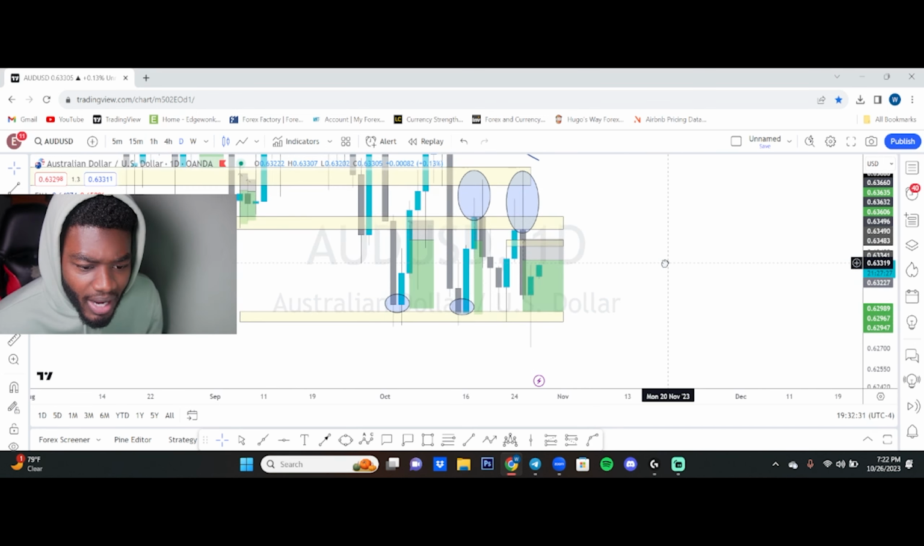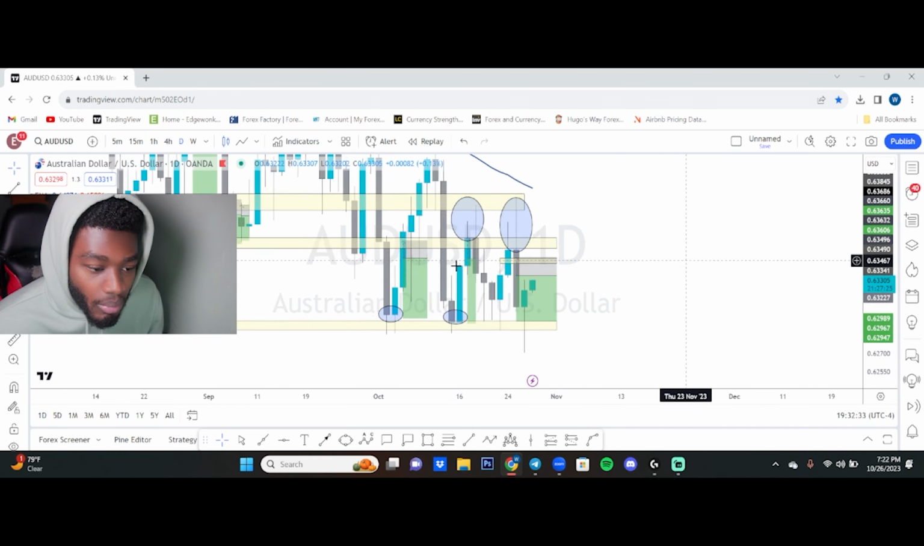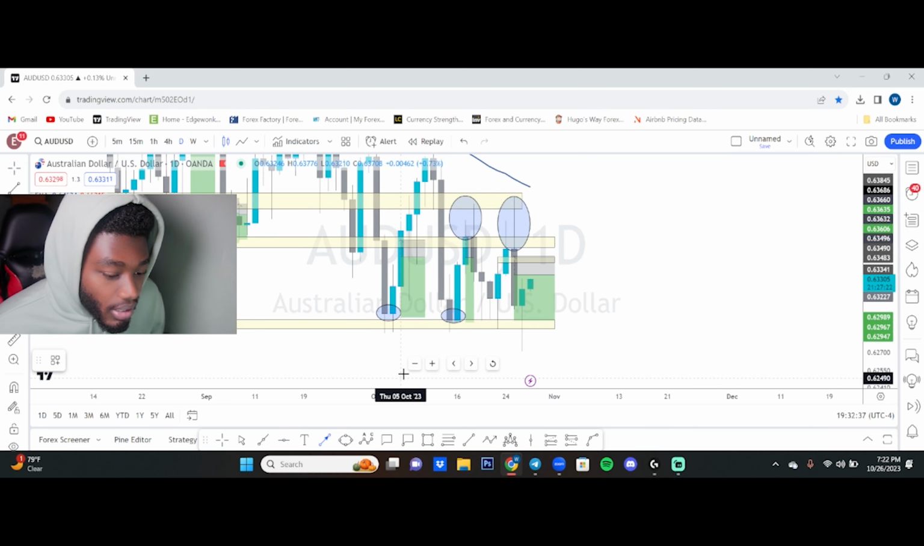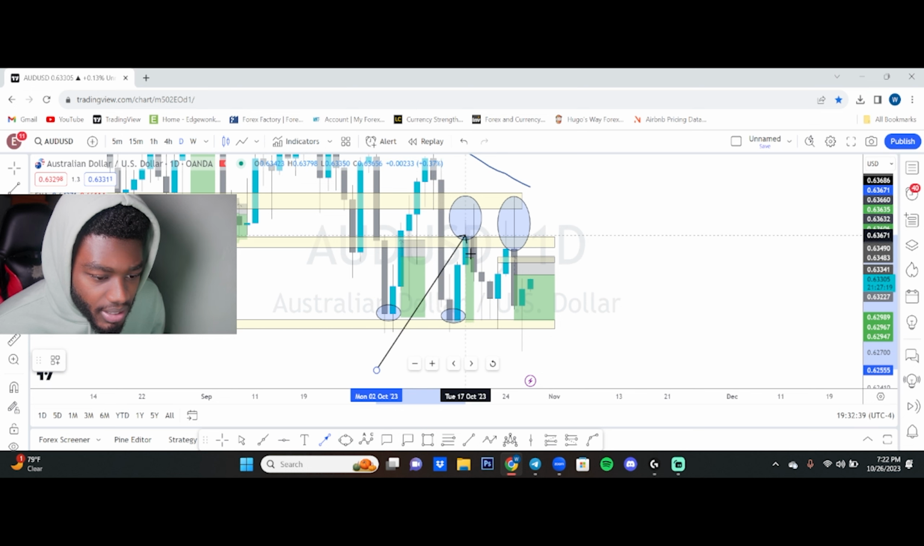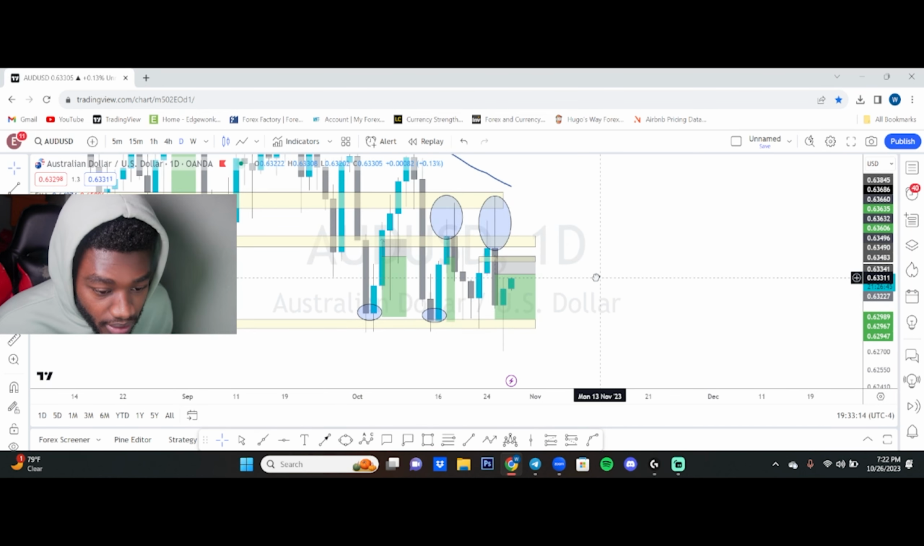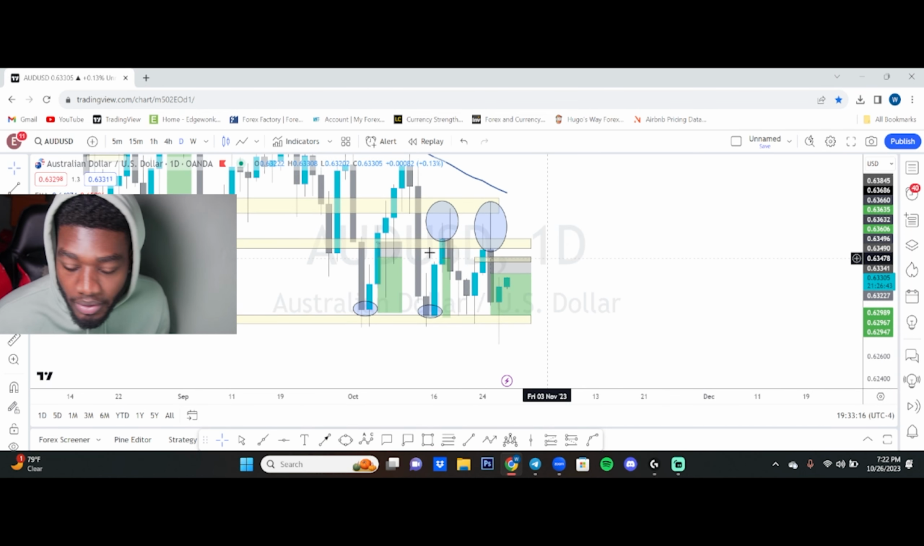On the daily, I actually tried selling this a good amount of times, but price ended up wicking me out at this level, and then ended up dropping. So here's what I identified on the daily.